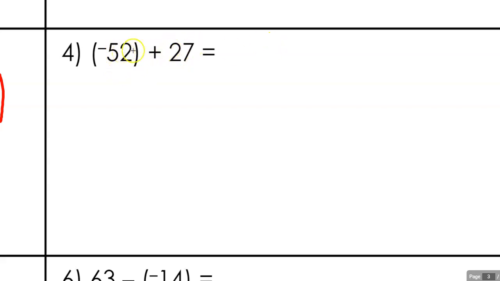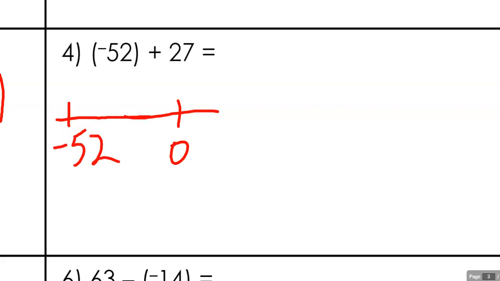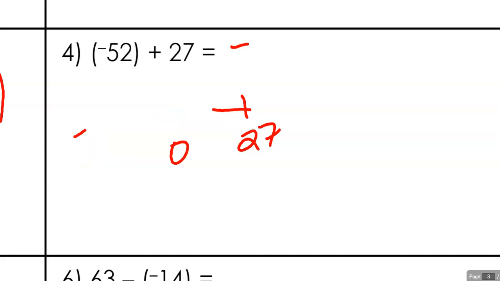Well, which one of these numbers is further away from 0 on the number line? Negative 52 is smaller, but it's further away on the number line. See, 0's here. Negative 52 is way over here, okay? Positive 27 is way over here. Which one is further away from 0? The 52 is. So our answer is going to be a negative because of that. Alright, so let me erase this. So our answer is a negative.